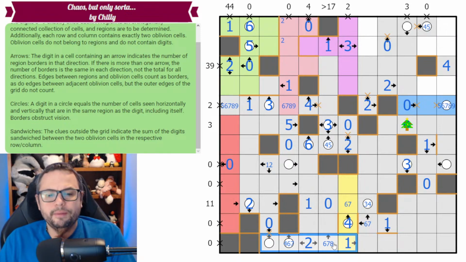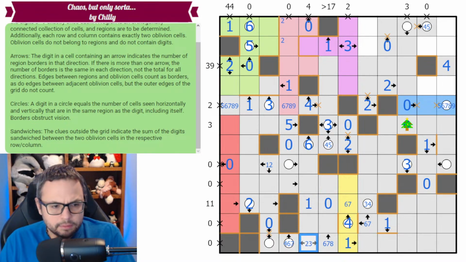Right. If it's yellow, the point is now the 2 arrow and the 1 arrow would be counting the same number. What? People are saying that's wrong?